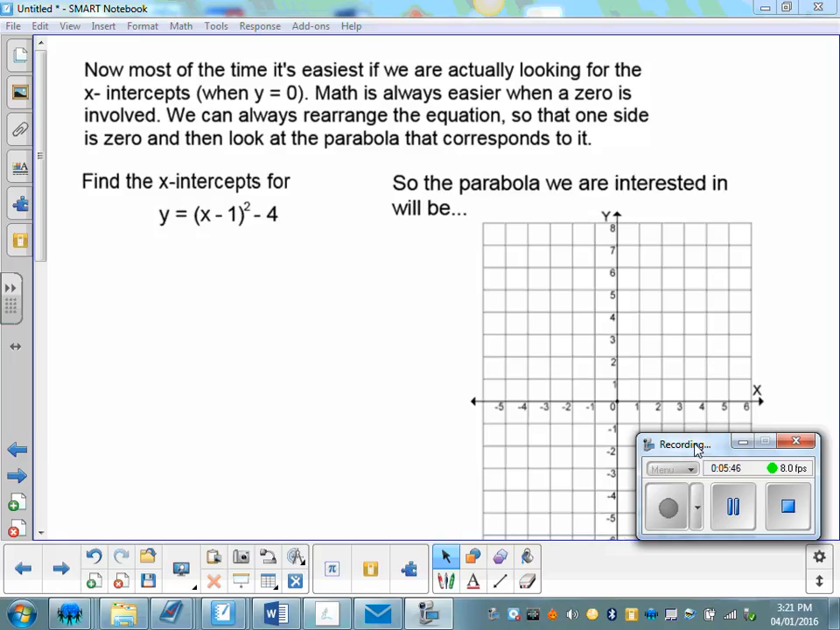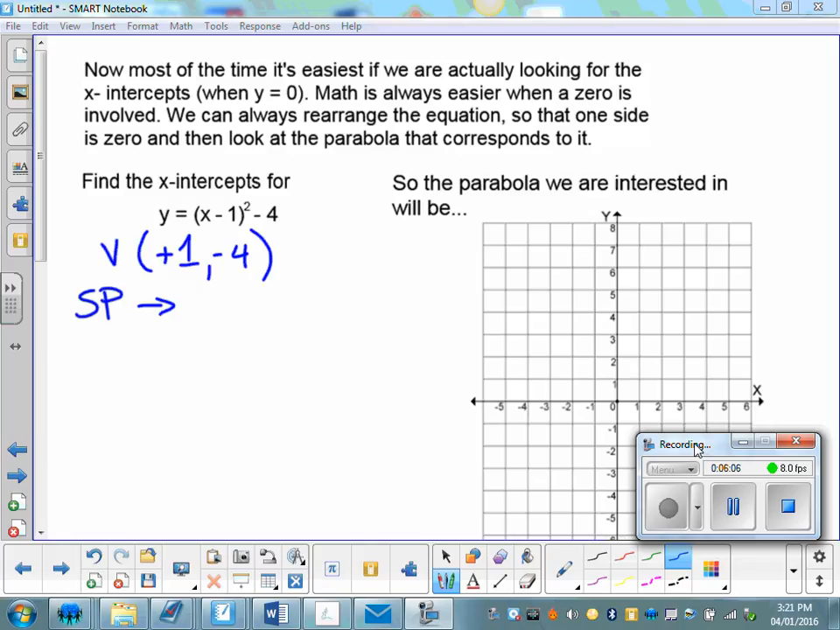I'm going to graph this actually first. I'm going to graph it, and then we'll figure out what the x-intercepts are. So the vertex is +1, -4. And the step pattern, it's just a normal step pattern. So the step pattern is 1, 3, 5.